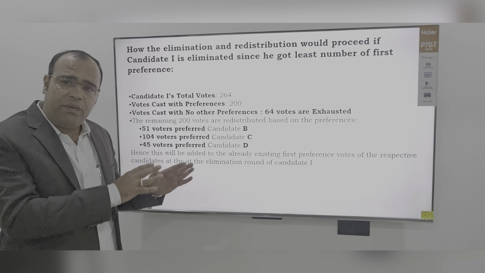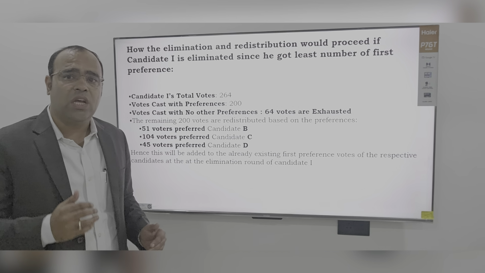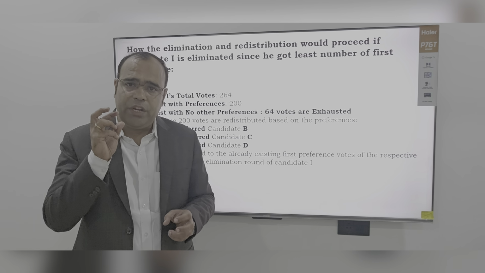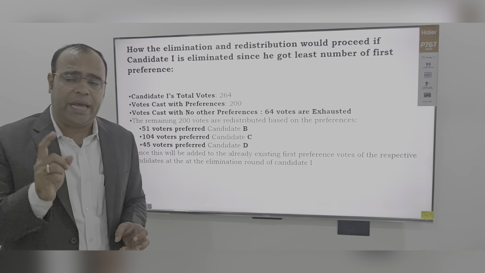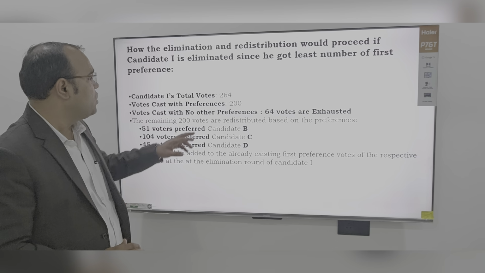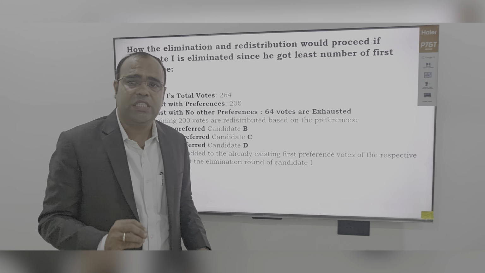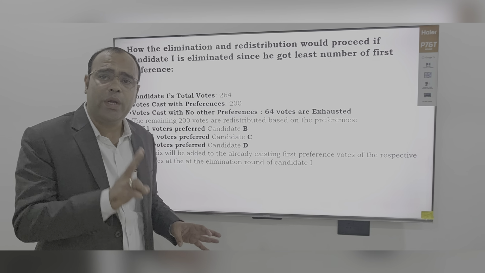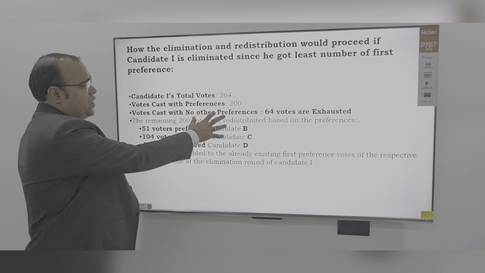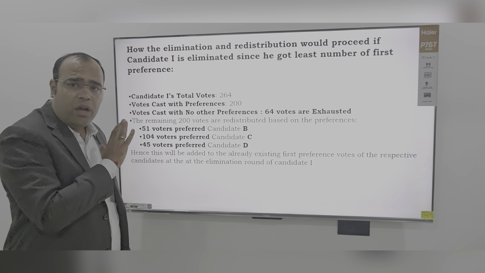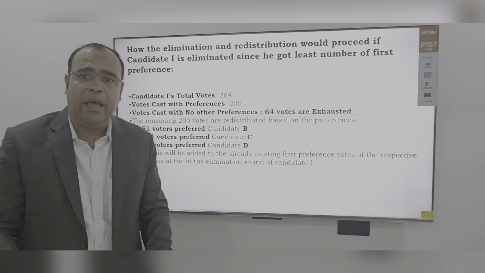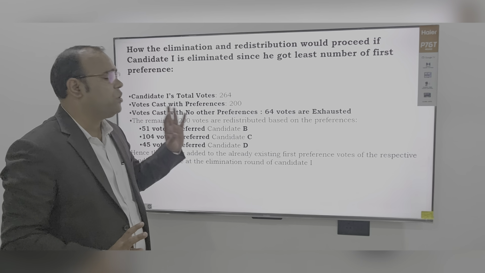Hence, since we have only 4 vacancies to be filled and we have 8 candidates, candidate I got the least number of votes and hence he needs to be eliminated. So we need to eliminate the 264 votes of candidate I and pass them on to the other remaining candidates who have not been eliminated. Out of 264, we are assuming 64 have not given any preference and only 200 voters have given certain preferences to other candidates. Hence, since 64 have not given any preferences to any other candidate, these 64 will get exhausted. Hence, we will only use 200 for distribution to other candidates.